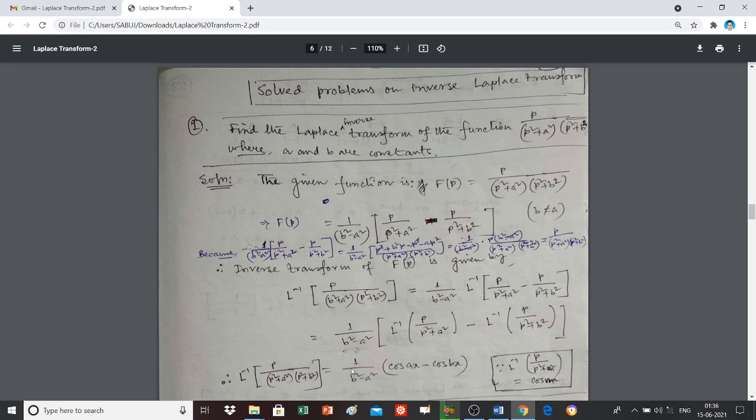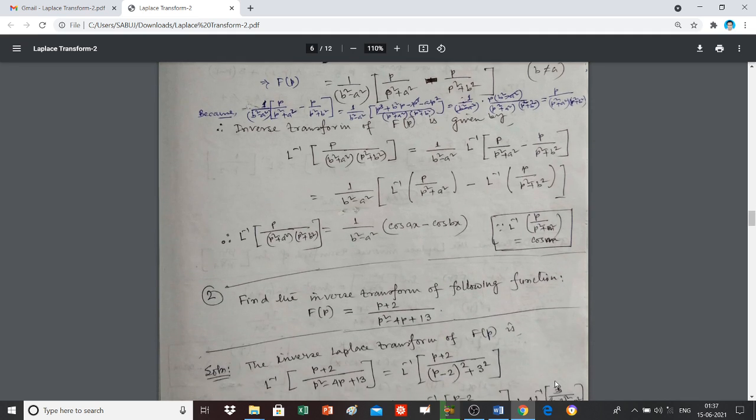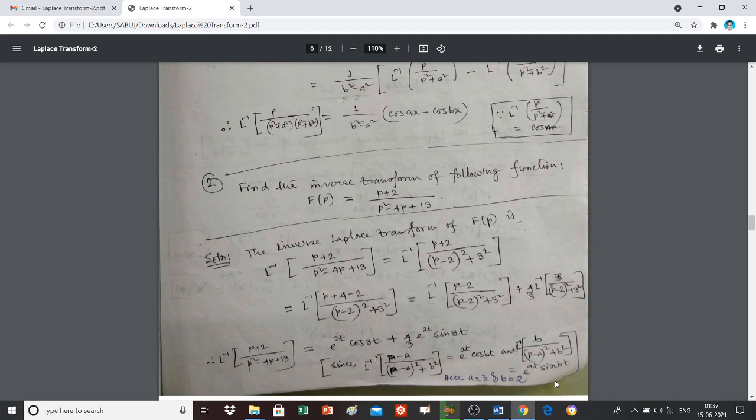And from there, the inverse Laplace transform of p by (p square plus a square) is nothing but cos ax, and L inverse of p by (p square plus b square) is nothing but cos bx. So the Laplace inverse transform of this function is equal to 1 by (b square minus a square) into (cos ax minus cos bx), because we know that L inverse of p by (p square plus m square) is equal to cos mx. Already we know this.